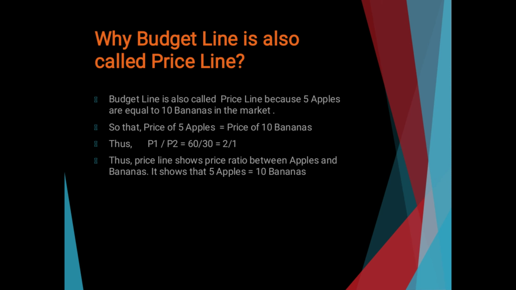Now the concept: why is the budget line also called the price line? You know that the budget line is basically associated with income, and prices are also associated with income. If we have a higher income, we go for higher prices. If we have a low income, we opt for goods of low prices. The budget line is also called the price line because 5 apples are equal to 10 bananas in the market. So the price of 5 apples equals the price of 10 bananas. Thus price of 1 upon price of 2 equals 60 upon 30 equals 2 upon 1. So the price shows the price ratio between apples and bananas. It shows that 5 apples equal 10 bananas.